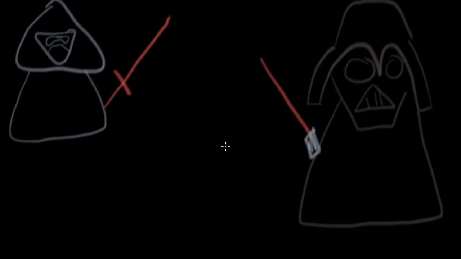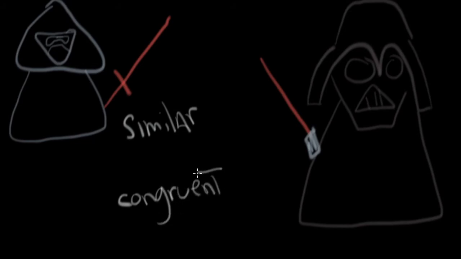So we got Vader and we got Kylo. And what are we talking about today, though? We're not talking about Star Wars because that would be way too much fun. We're talking about if something is going to be similar or if it's going to be congruent. And we are talking about shapes today. There are some different things that both of these have to have in order for something to be similar or congruent. So that's pretty important.